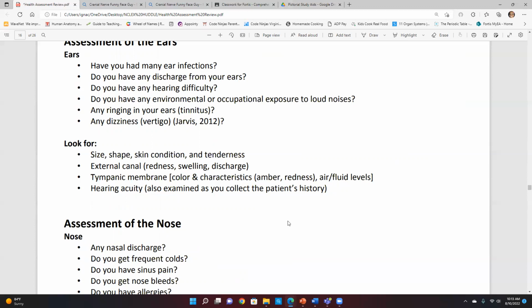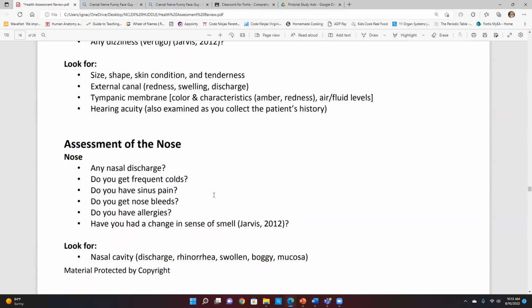Okay, so when we talk about the ears, do they have any hearing difficulty? Do they have environmental exposure? Do they have ringing in their ears? Do they have dizziness? Because remember from anatomy and physiology, the inner ear actually helps us with our balance as well. Okay, so when we talk about the ears, we're also looking for the skin, the shape, the condition, or is there any tenderness, swelling, discharge?